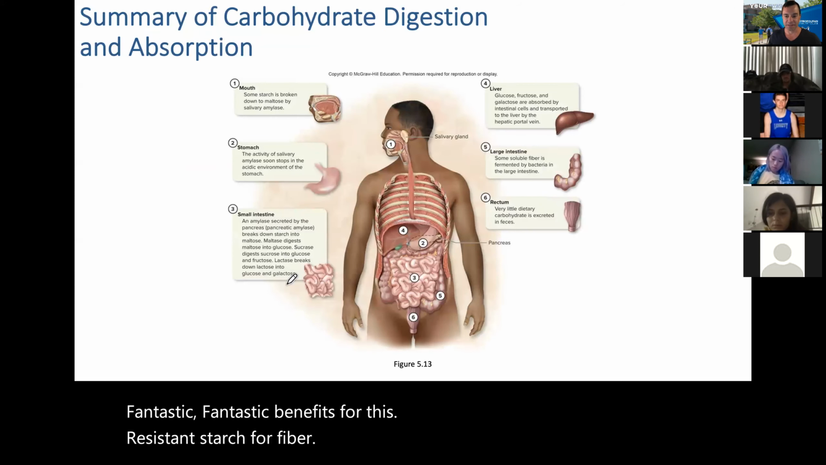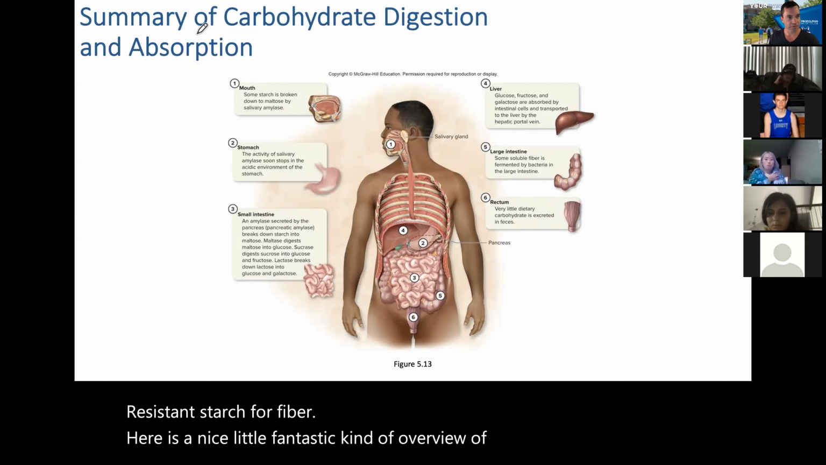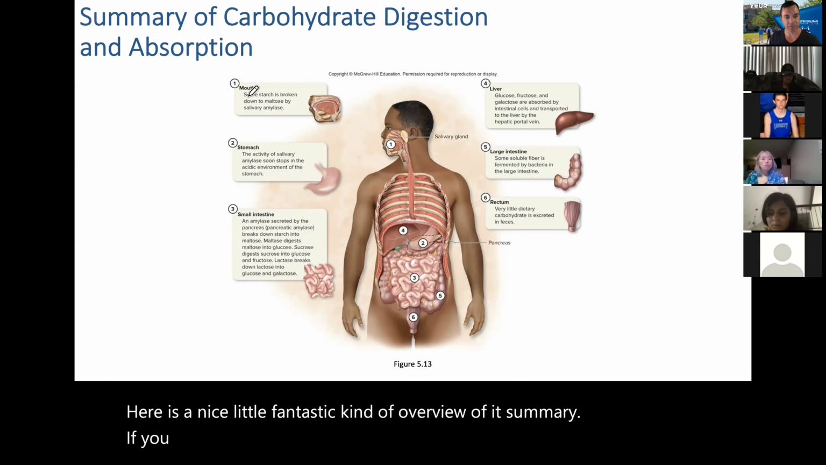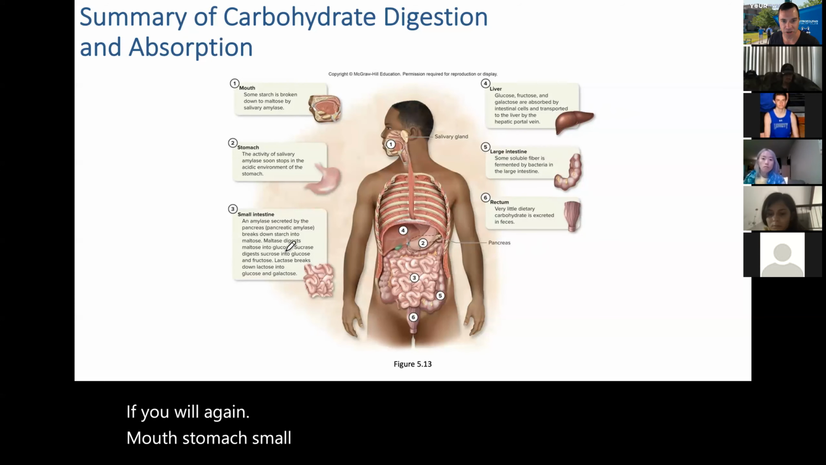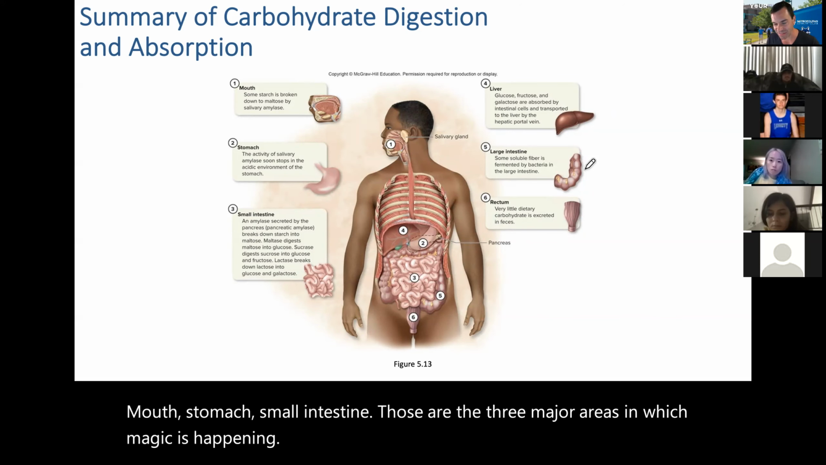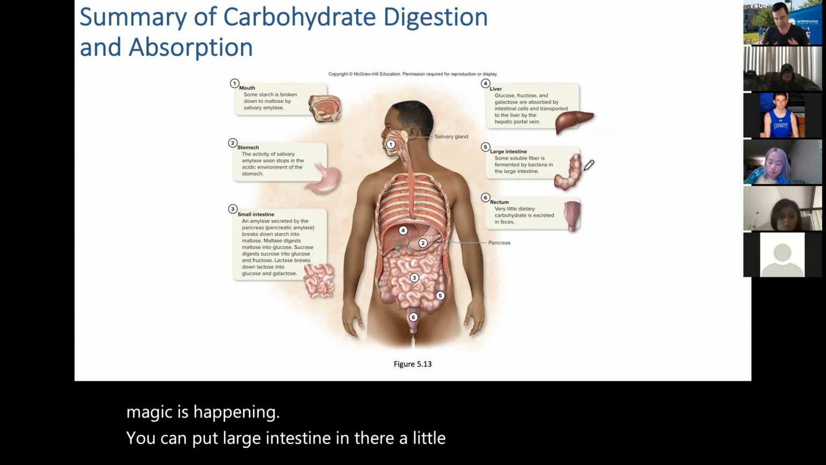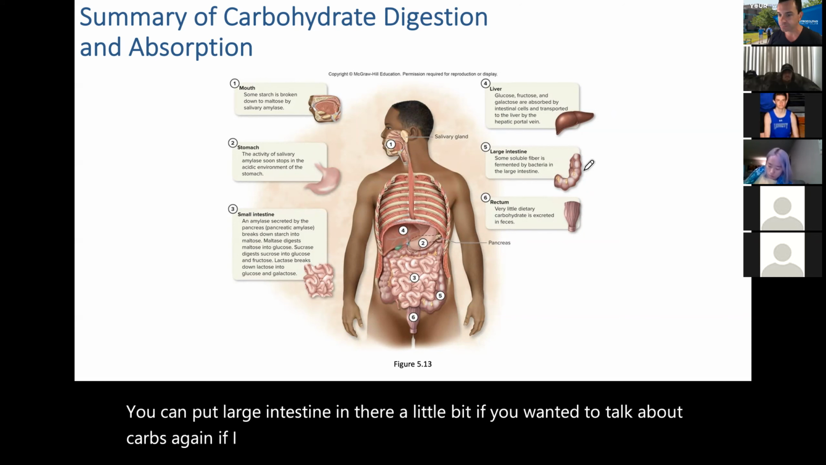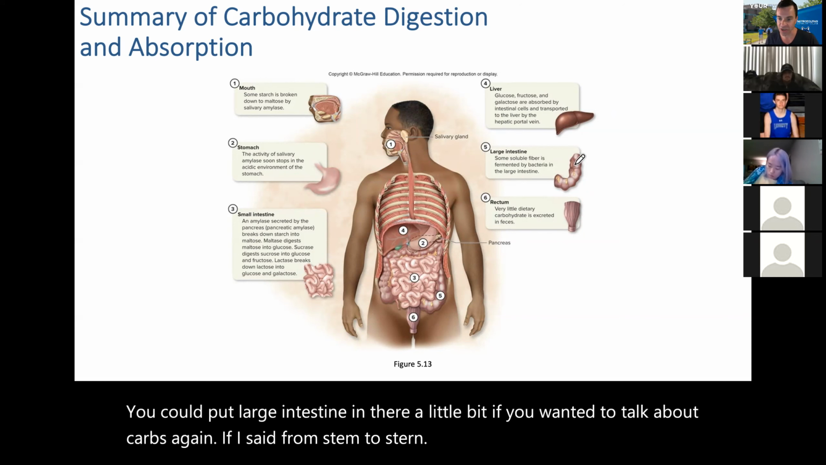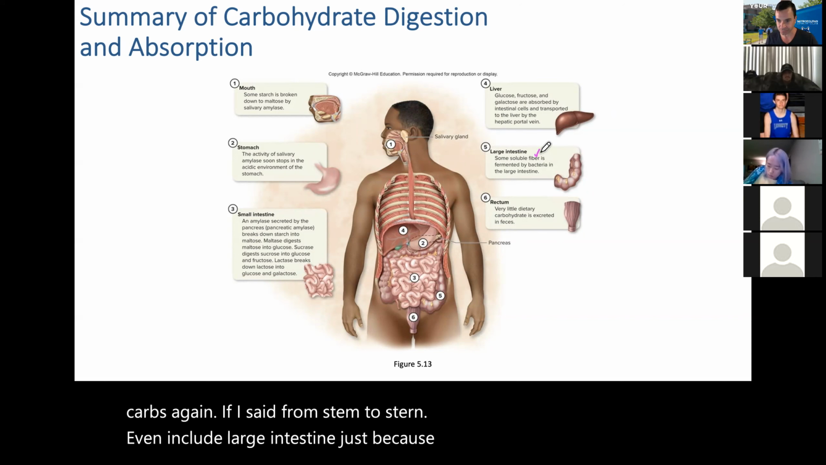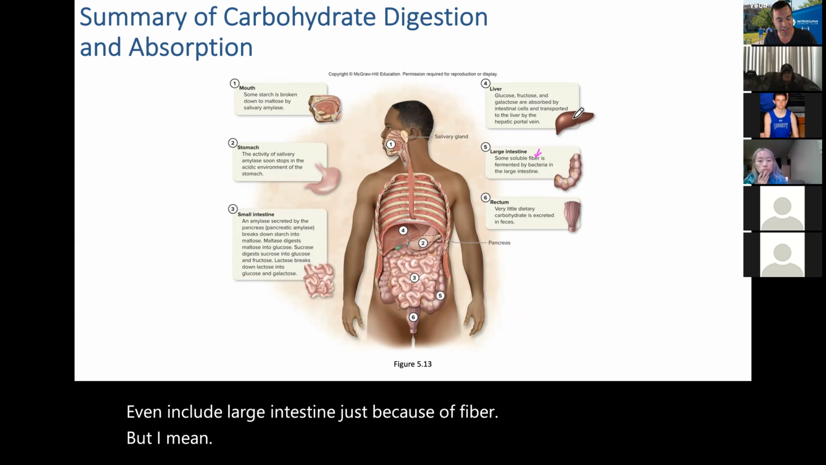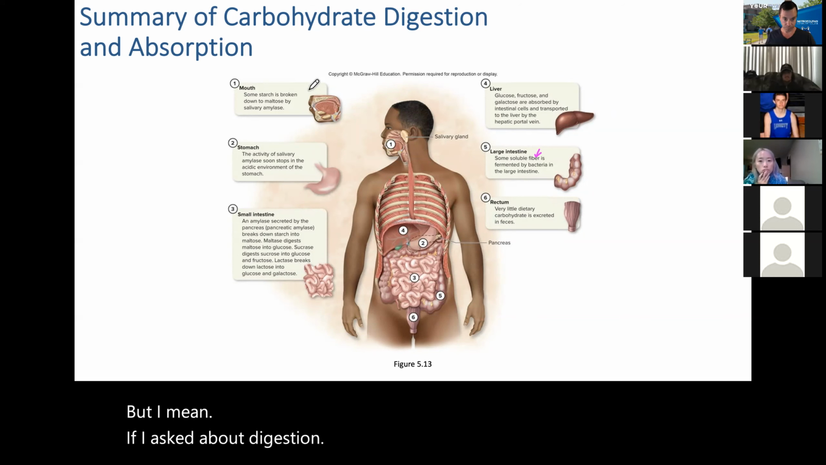Here is a nice little fantastic kind of overview of it, summary, if you will. Again, mouth, stomach, small intestine. Those are the three major areas in which magic is happening. You can put large intestine in there a little bit if you wanted to talk about carbs. Again, if I said from stem to stern, you would include large intestine just because of fiber. But I mean, if I asked about digestion, three areas.